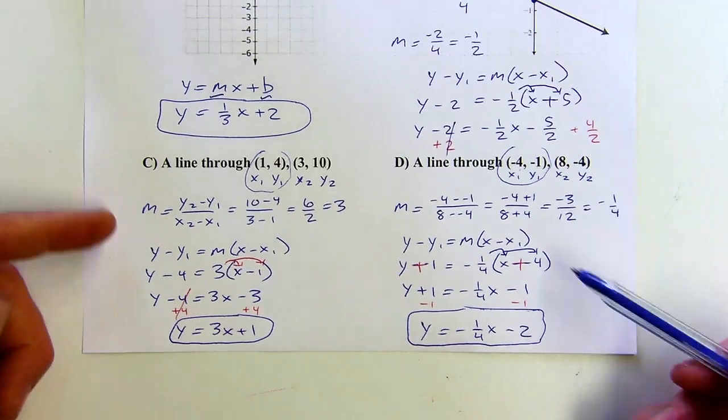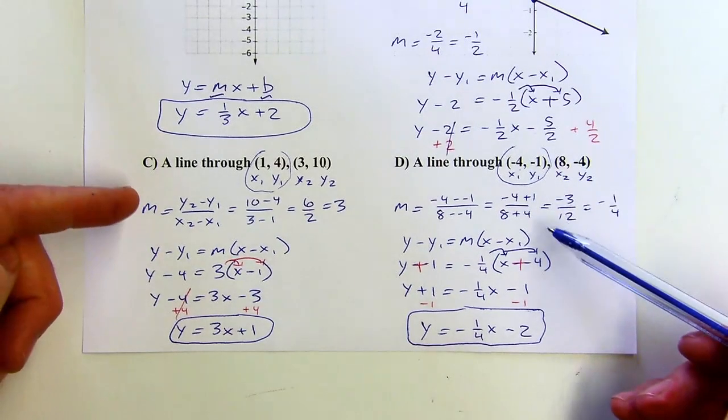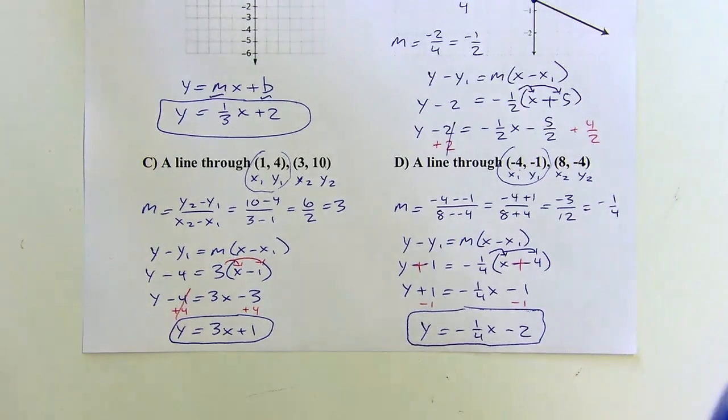Okay, and you could use the same technique even if you do have a graph. You know, you could find the slope using the slope formula. But I just count rise over run when I can see the graph.